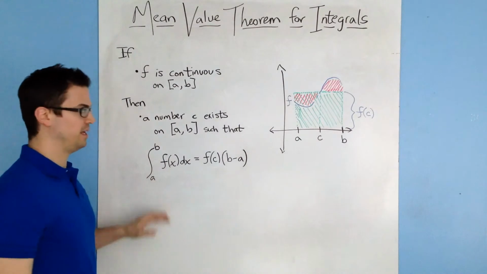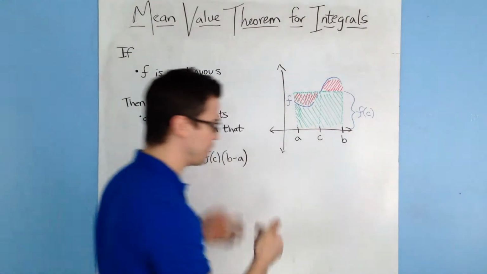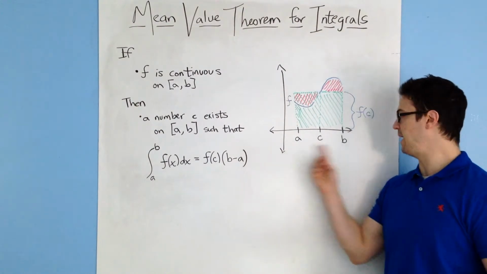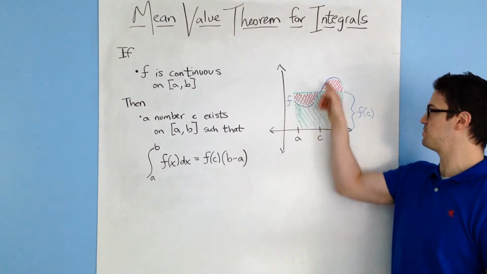Now, what does this mean? Well, let's look at it graphically. I have a graphical proof here of this theorem. So I have a closed interval from a to b. Function f right here is this blue.